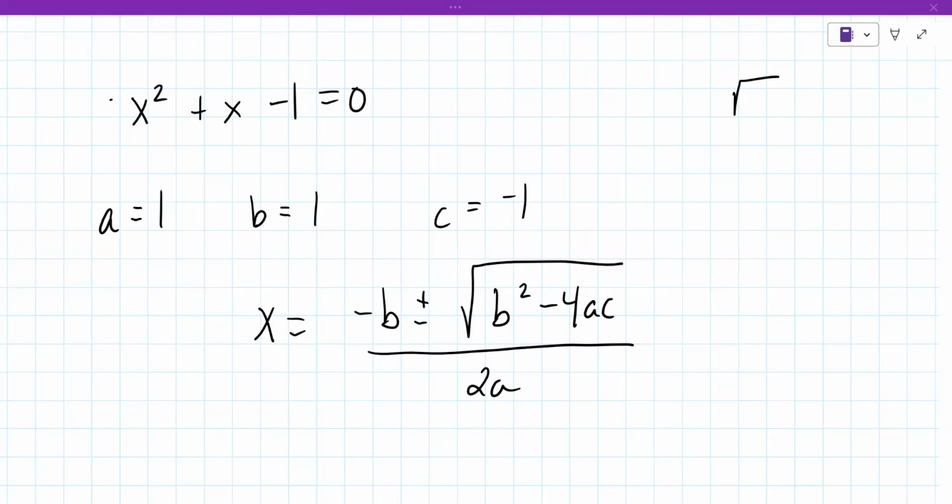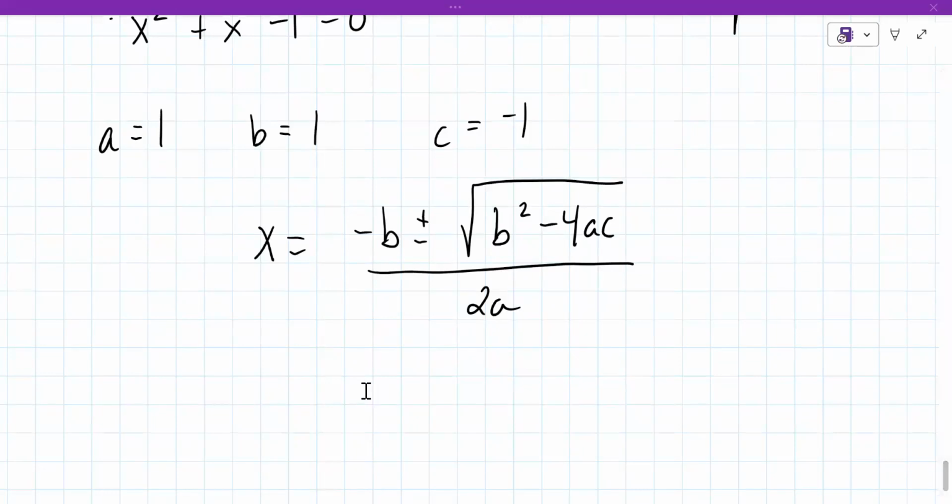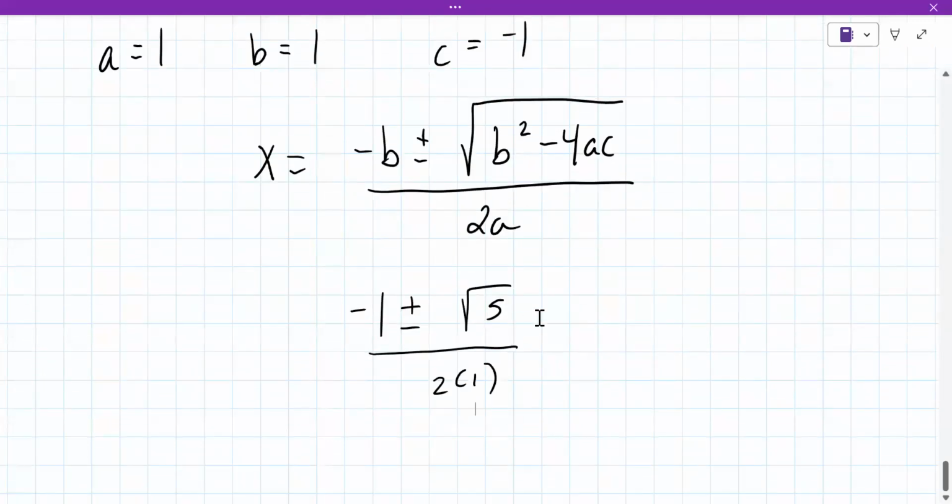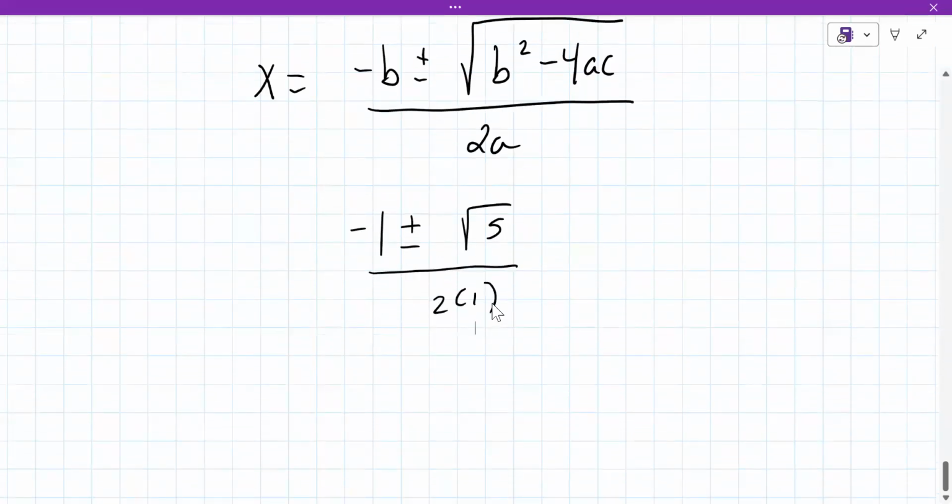It is 5. Good. So the next part here is to substitute everything else. -1 plus or minus the square root of 5 over 2 times 1. And this is probably what you meant by the calculator doesn't return a nice number. And this is the answer. It's just that it doesn't work out to something that we're used to.